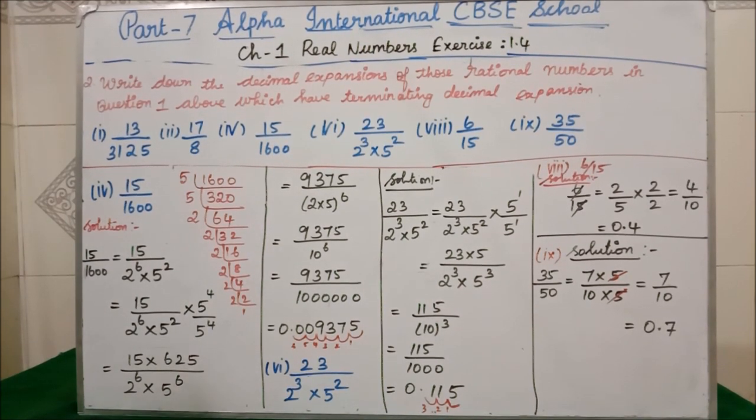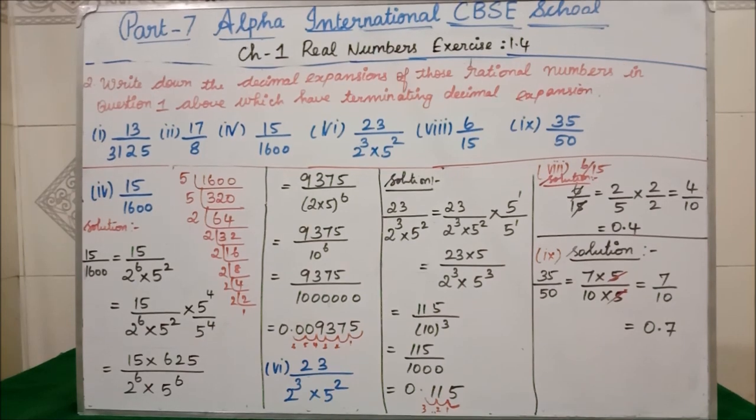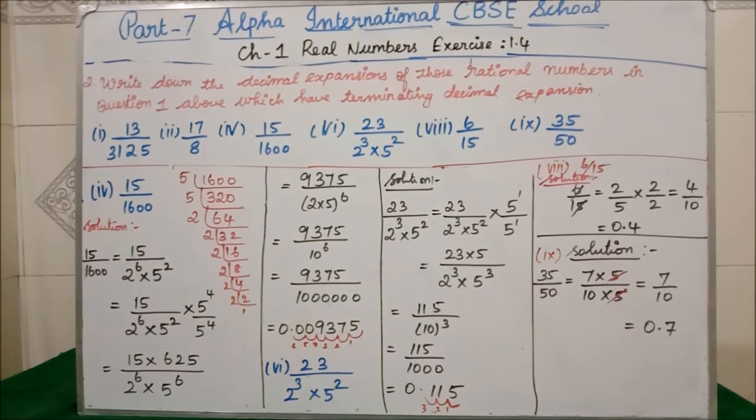Still we have one more subdivision, which is the third subdivision. I hope you all understood up to the first and second subdivisions, isn't it? The concept is very simple. One thing you have to remember: if the denominator is in the form of 2 power m into 5 power n, it terminates. If it is not in the form 2 power m into 5 power n, it does not terminate.